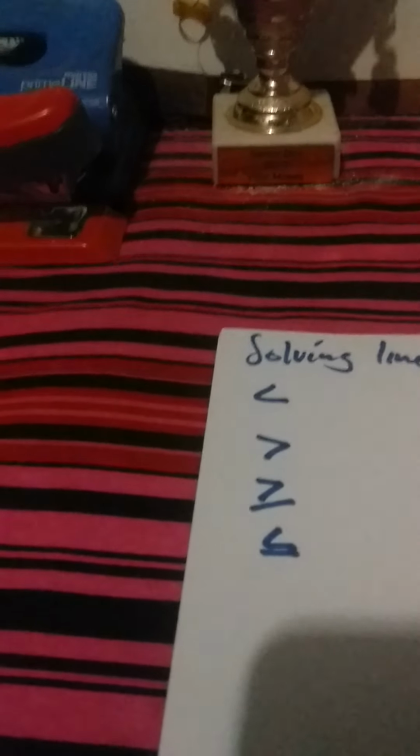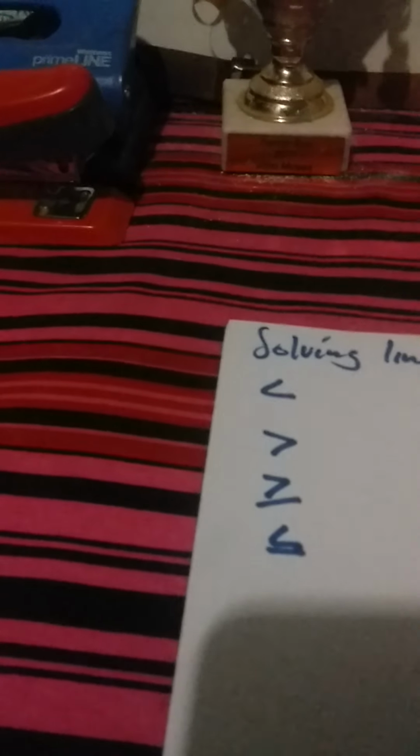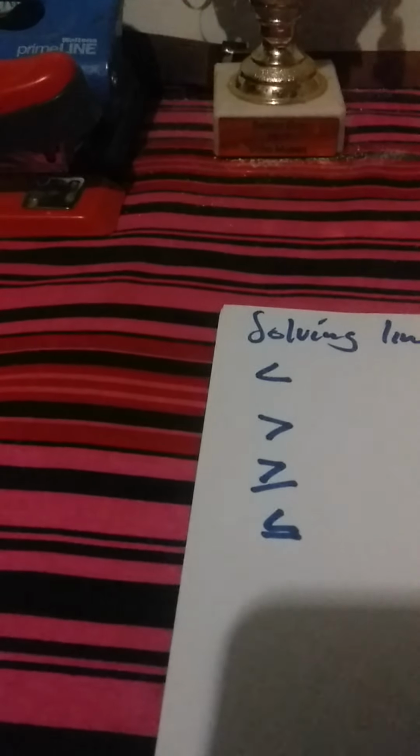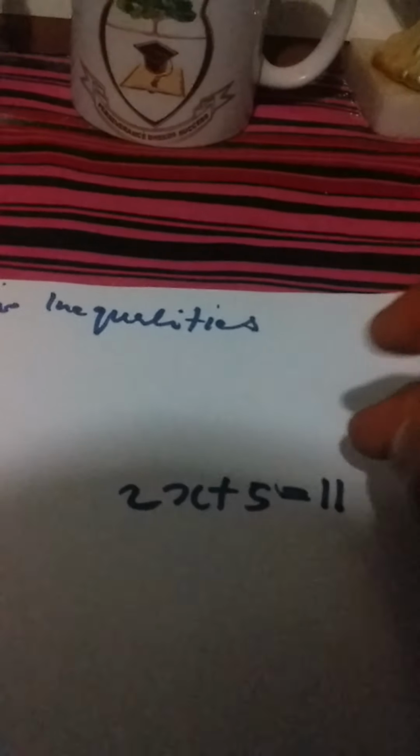Linear inequalities are similar to linear equations. The only distinction is the sign that separates the two expressions. In linear inequalities and linear equations, there are two expressions that are separated either by an equal sign or an inequality sign. For linear equations, they are separated by an equal sign, which means that the two sides, or the two expressions, are equal to each other. So if we have, let's say, 2x plus 5 equals 11, this is a linear equation. Since we have an equal sign here, it means these two sides are equal.